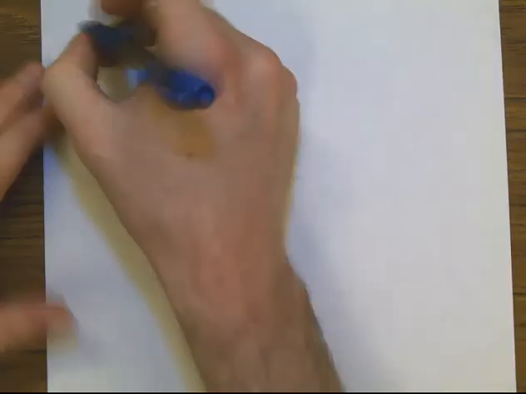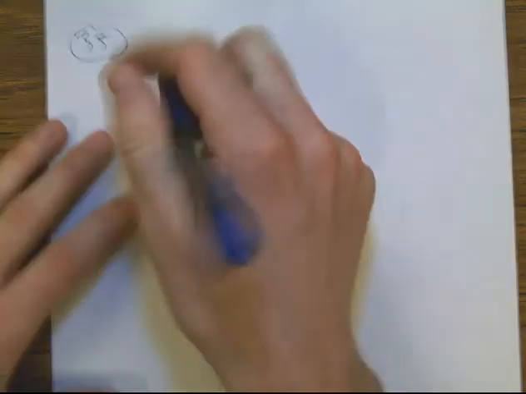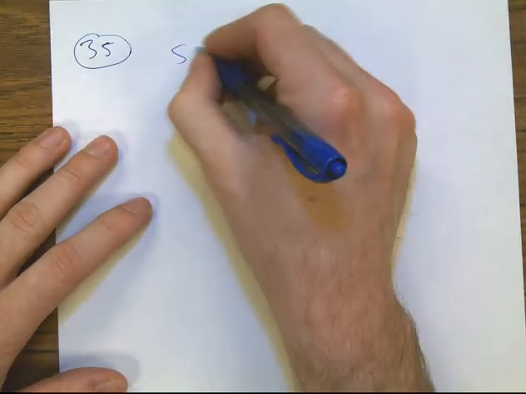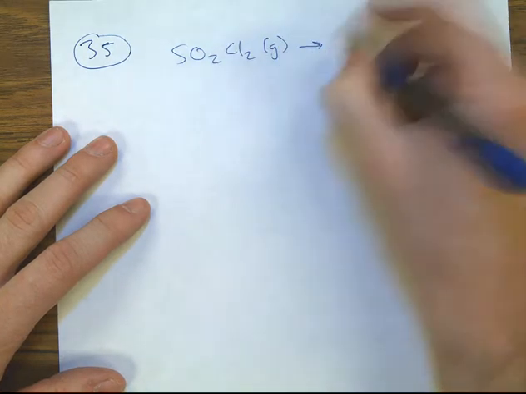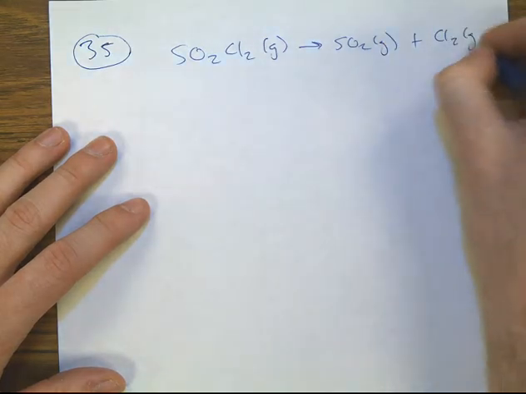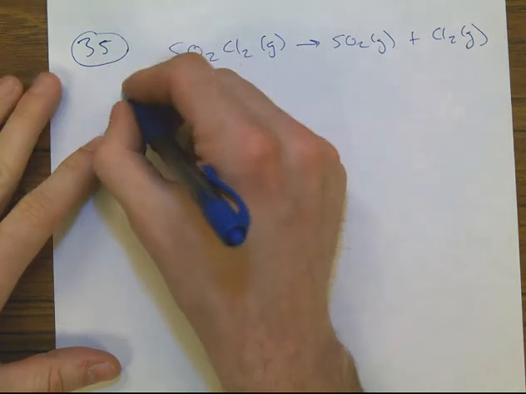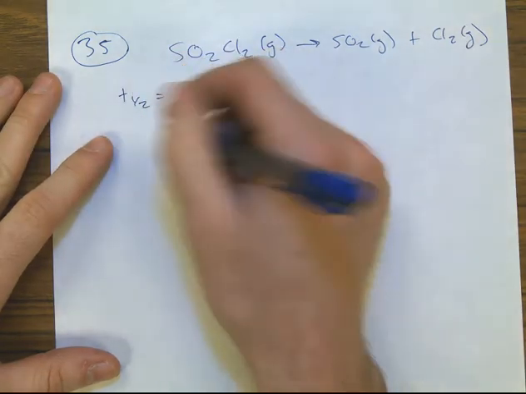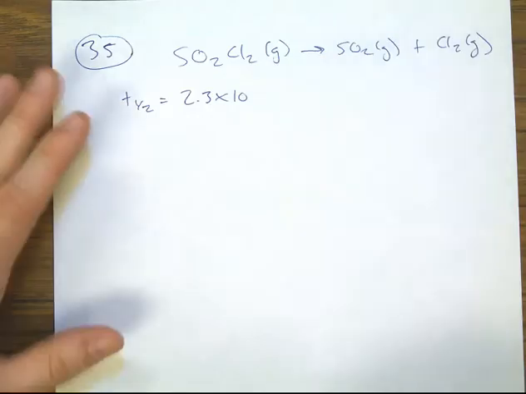For problem number 35 in the textbook, which in chapter 14 is on page 620, they tell you that you have a decomposition chemical reaction. SO2Cl2 as a gas is decomposing into sulfur dioxide and chlorine gas. And the good news is that they tell you the order of the reaction. So that information is already given to you. And then they tell you what the half-life is at a particular temperature. So the half-life of this reaction is 2.3 times 10 to the 5th seconds.